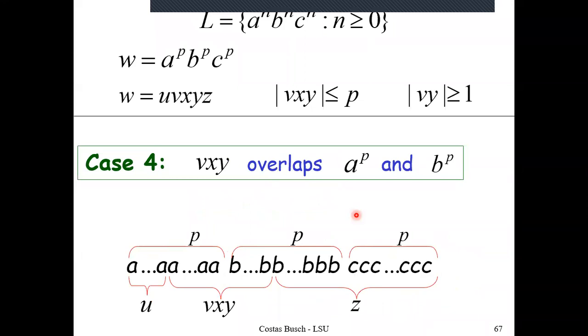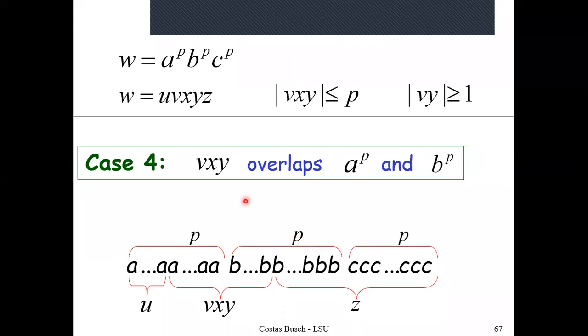That mixture could be Vxy is contained in A's and B's, and yeah. But I think I'm going to share these slides with you guys, and I want you to think over it for yourself as well and see what type of contradictions you're going to get.